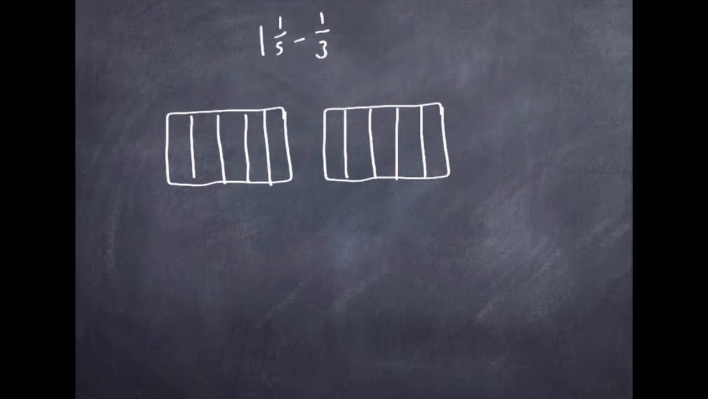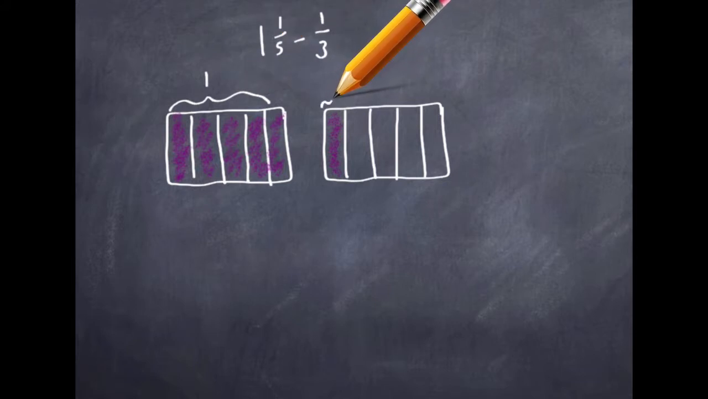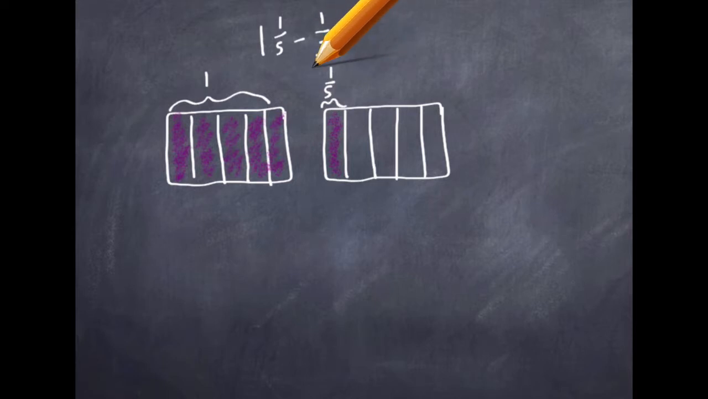To get 1 1/5, I'm going to have to color in one whole. So that's going to be 5 fifths, right? 1, 2, 3, 4, 5. So that's my one whole. And then I need one more fifth over here. Perfect. So now I have 1 and 1/5 right here. Cool. And then my second fraction here that I'm subtracting is thirds.